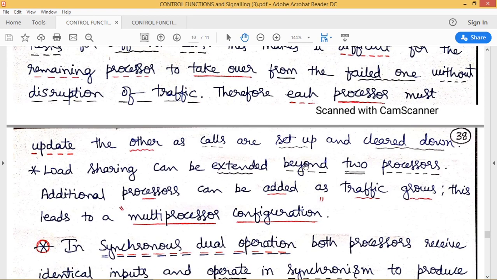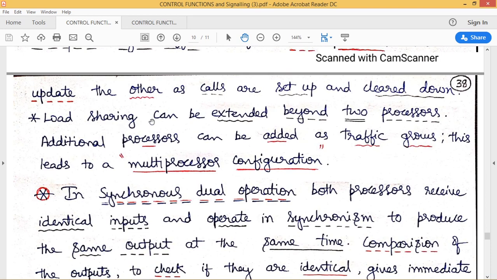Load sharing can be extended beyond two processors. Of course, load sharing in an SPC exchange can make use of more than two processors. Additional processors can be added as traffic grows. We know if traffic is more for an SPC exchange, we need to make use of more processors. If we are using more processors, then that particular exchange can handle a larger amount of traffic. That results in a multiprocessor configuration.